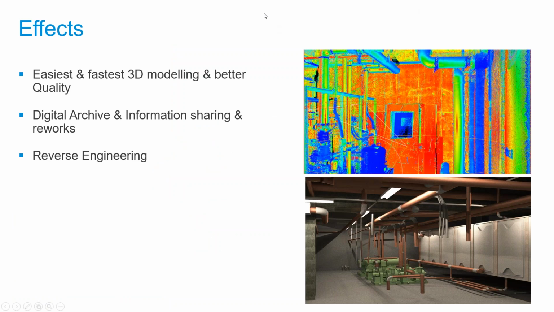Now, while I was talking about all these things, what are the effects which happen basically? First of all, you could achieve the concept of reverse engineering, where you convert your scan to an intelligent model for an existing project as well. You could create digital information, which is your single source of truth.